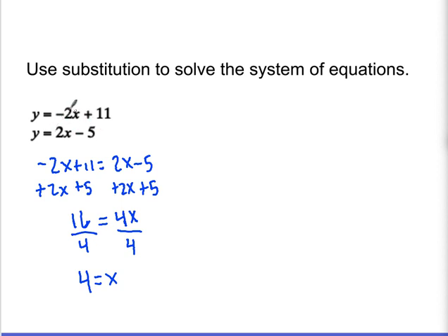Now, it doesn't matter which one I use. I can use either one. I'm going to use this one because I like to multiply by a positive instead of a negative. So y equals 2 times 4 minus 5.